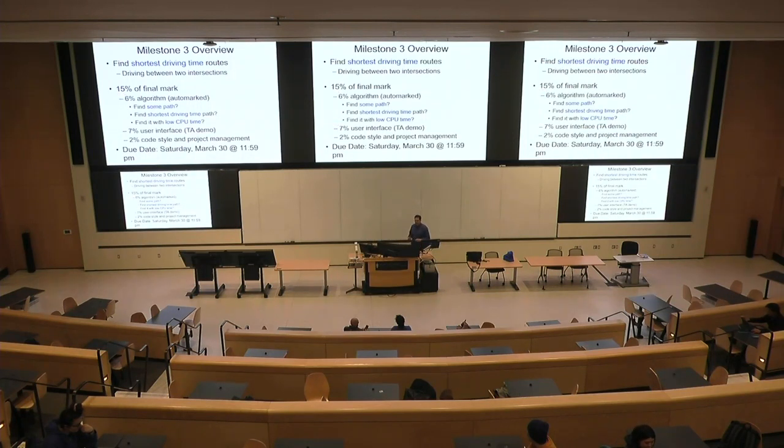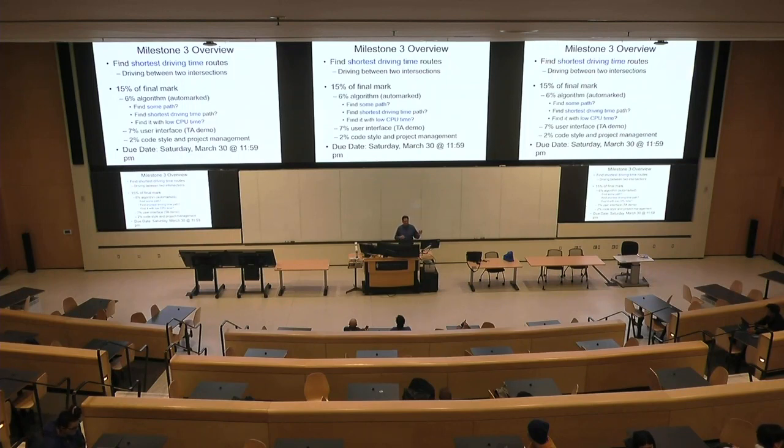7% of your mark will be user interface. So you'll build on top of what you did for M2, but you want users to now be able to enter in various ways, "I want to go from A to B," and you want to give them good directions, visualizing how they should travel this route. And then 2%, just like in the last milestone, is going to be on how you did this: code style, project management.